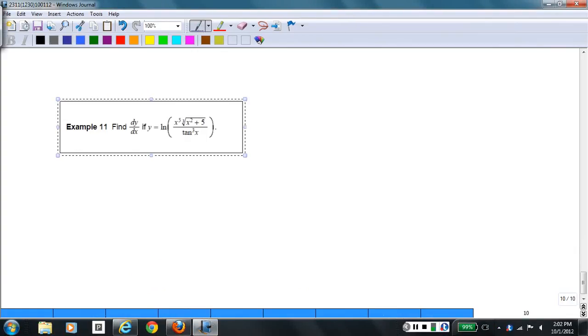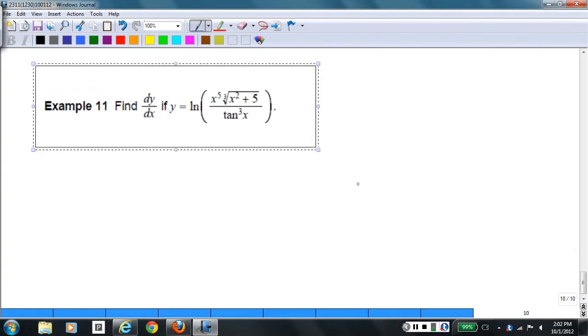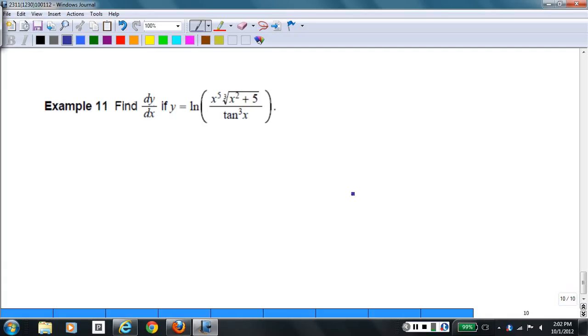This would be 2 or 3 times as horrible as examples 8 and 9 that we did previously. If you could just imagine this, we've got the natural log function composed with this hideous expression where there's a product in the numerator, and we've got basically the natural log of a quotient. The chain rule would come into play for the derivative of the cube root of x squared plus 5, also for tangent cubed x.